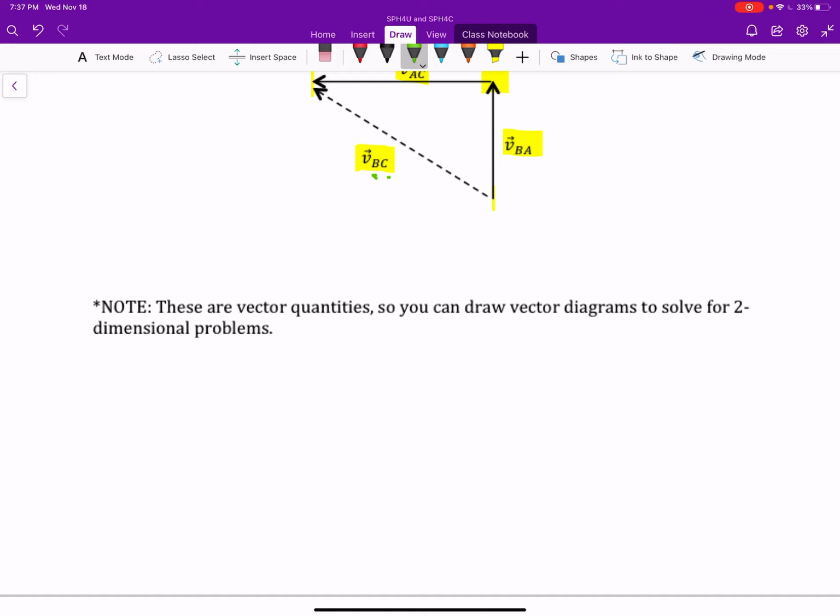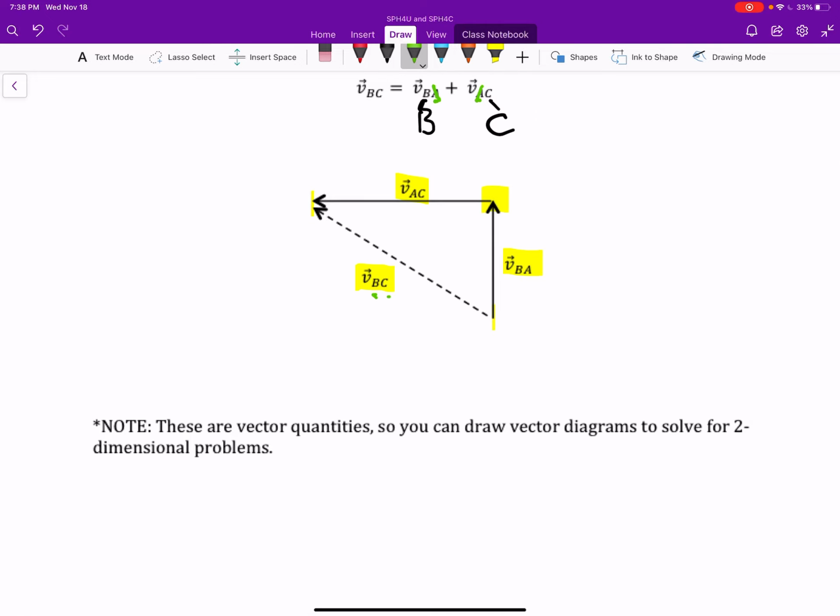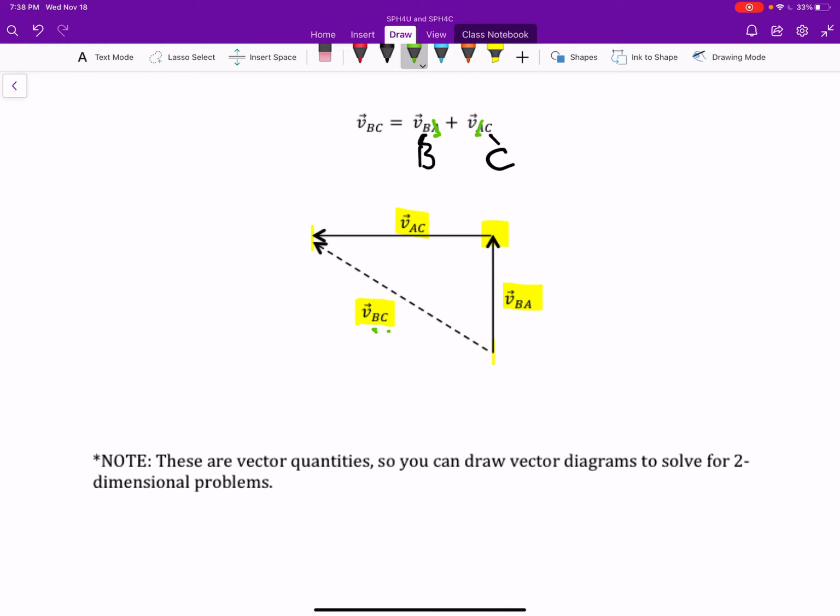So they're vector quantities. We can draw vector diagrams to solve for two-dimensional problems. So we may come up with situations where some vectors are not moving in the same coordinate. So in this example here, VBA moves in the y plane, VAC is moving in the x. Our resultant vector is a combination of x and y.